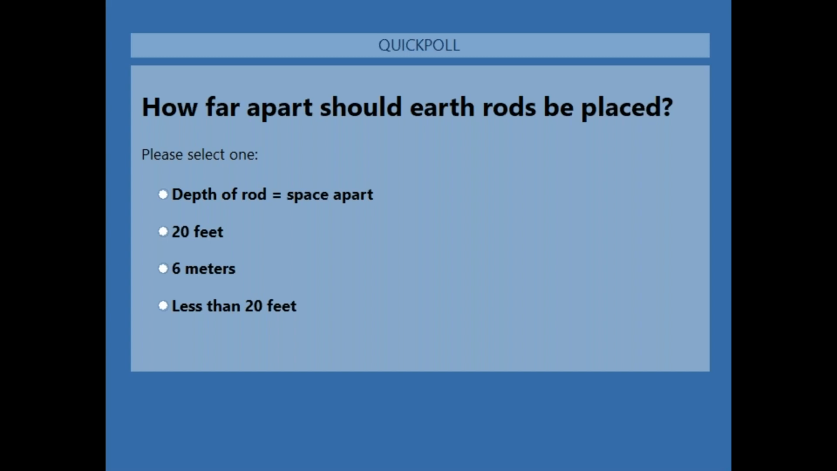There's always an "in case of", of course, but what's the best answer to how far apart earth rods should be placed? Should the depth of the rod equal the spacing between them? Is it 20 feet? Is it 6 meters? Which is close, but this tells me a little bit about how the audience is thinking, by the way. Or is it less than 20 feet? There may be numbers in other standards that might describe that spacing. So I'd like the audience to please contribute what you think is the best fit answer.